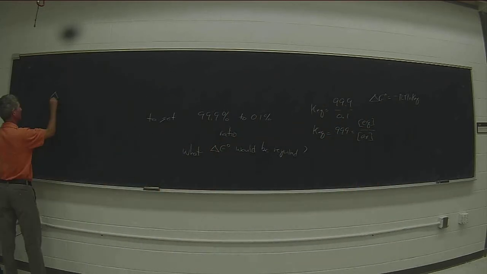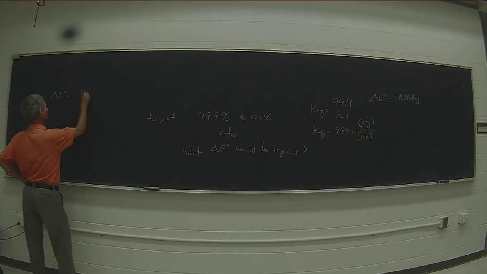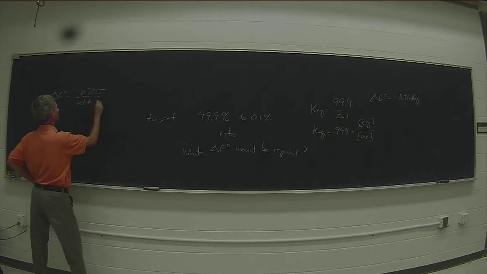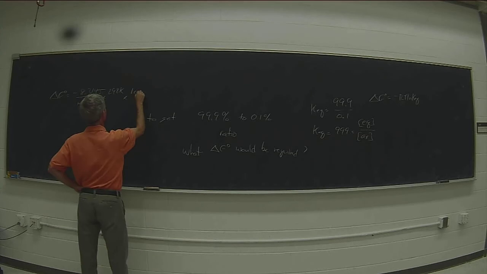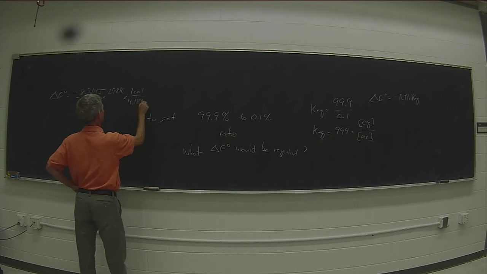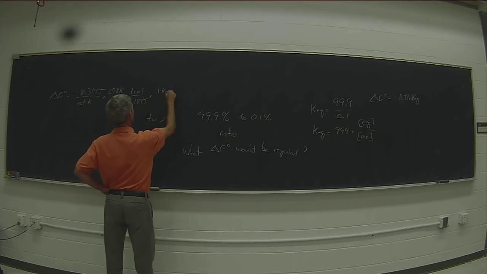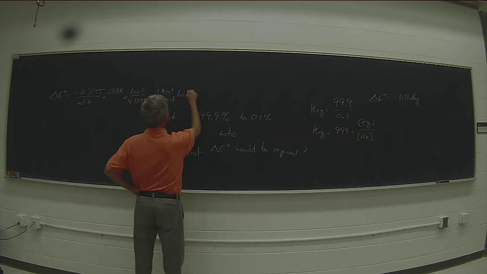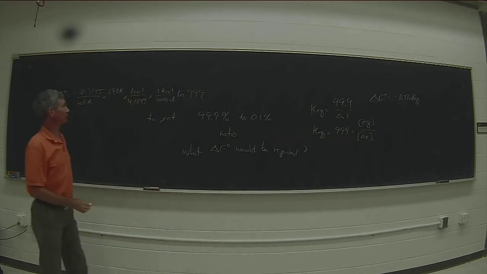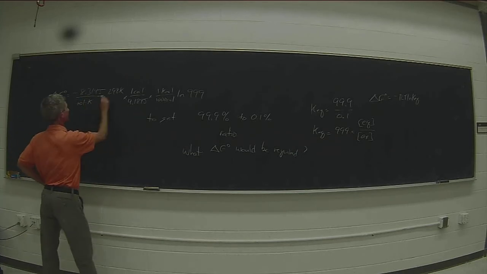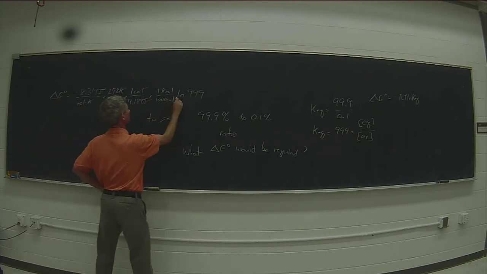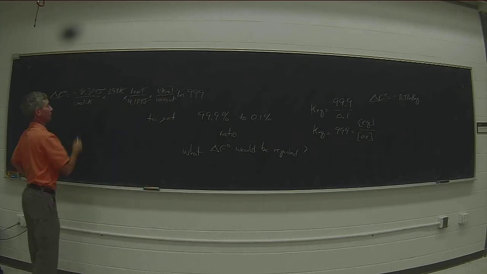If I do that, delta G0 is equal to minus 8.314 joules per mole Kelvin times 298 Kelvin times 1 calorie over 4.184 joules times 1 kilocalorie over 1,000 calories times the natural log of the equilibrium constant, which is 999. Kelvin cancels, joules cancels, calories cancels, and I end up with units of kilocalories per mole.